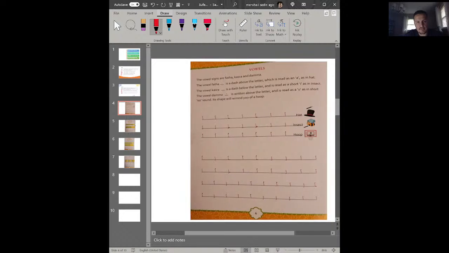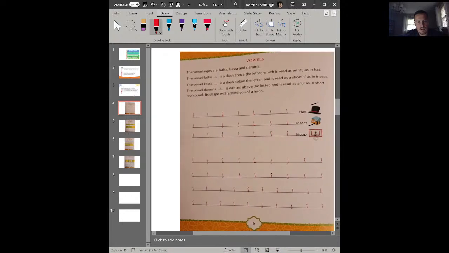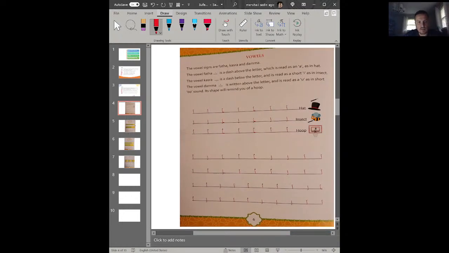It's called Alif. The name of the letter is Alif. It is basically this line. If you just make this line, this is called Alif. We make it A.